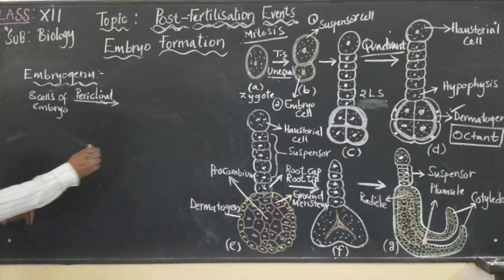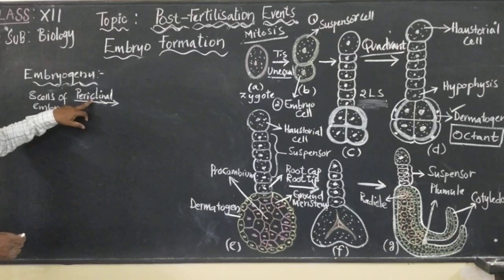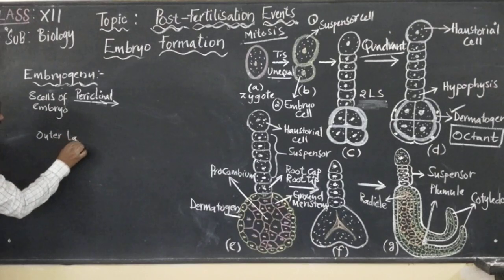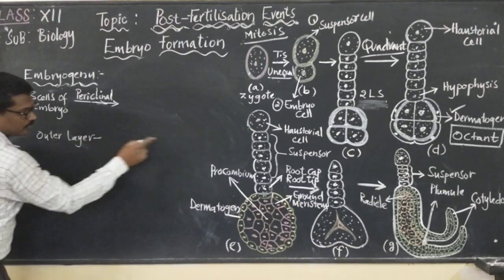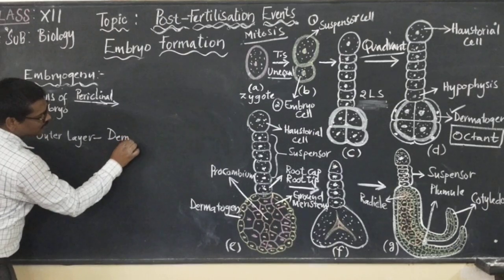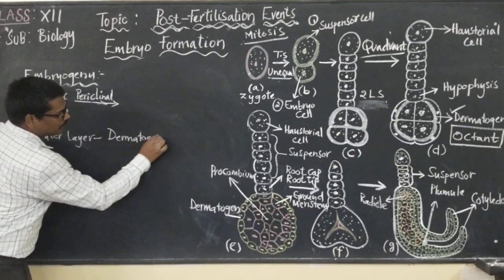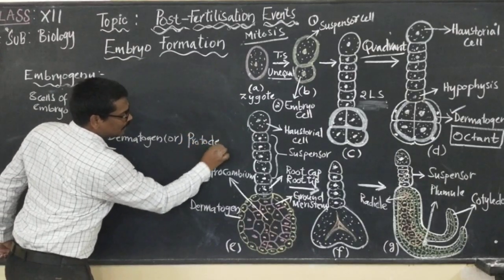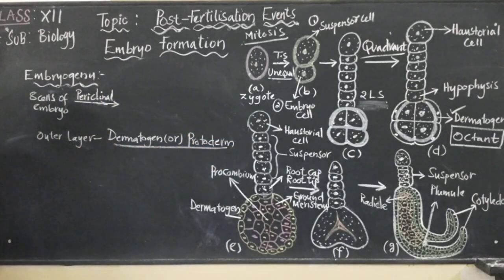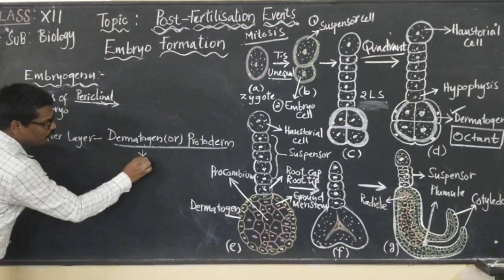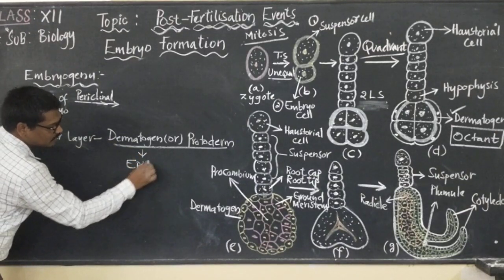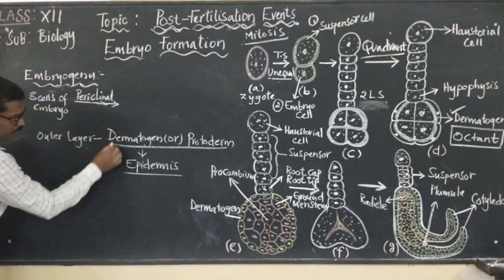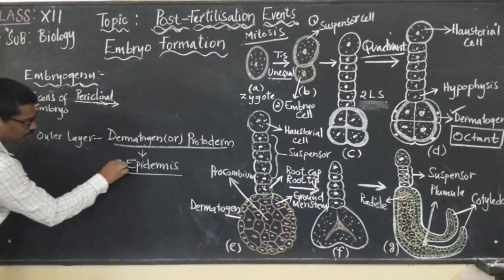So see here, 8 cells of embryo are undergoing periclinal division, and the outer layer will be called as what now? The dermatogen. Otherwise, we also call it as protoderm. It is this dermatogen which will be helping in formation of the epidermis. Please remember that. So from the dermatogen layer, what is formed? Epidermis is formed as the outermost layer.